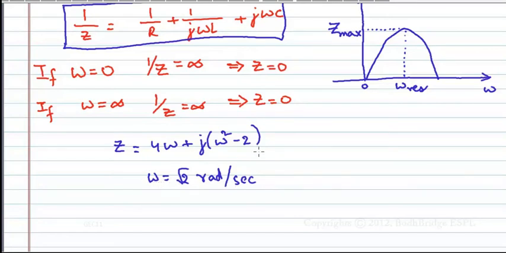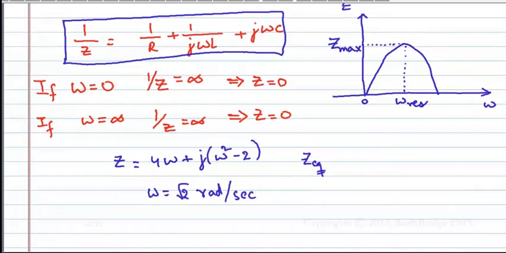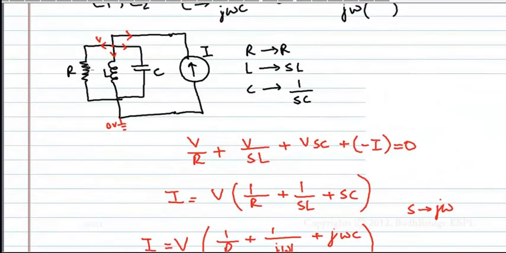At resonance, what are the steps to calculate the resonance frequency? First of all, find the Z equivalent. If parallel, do Z1 Z2 by Z1 plus Z2. See here, you have RLC. Therefore, parallel: 1 by Z equivalent is 1 by R plus 1 by SL plus 1 by SC. That is SC. Therefore, you got Z equivalent.